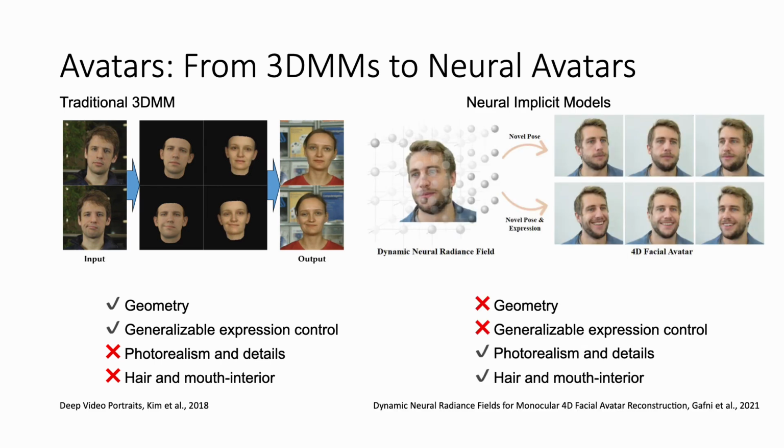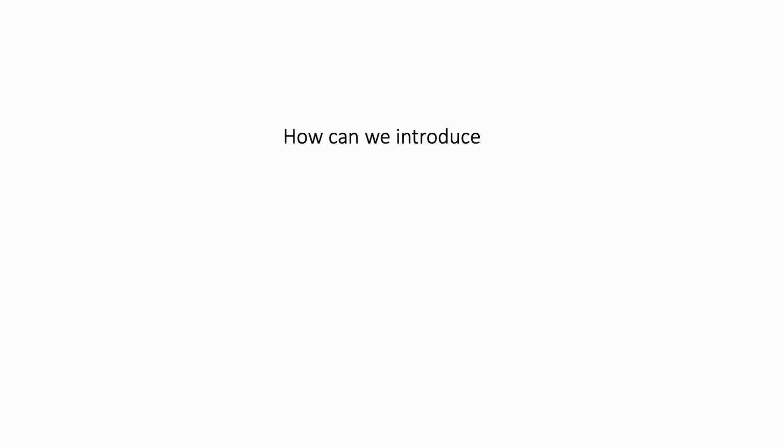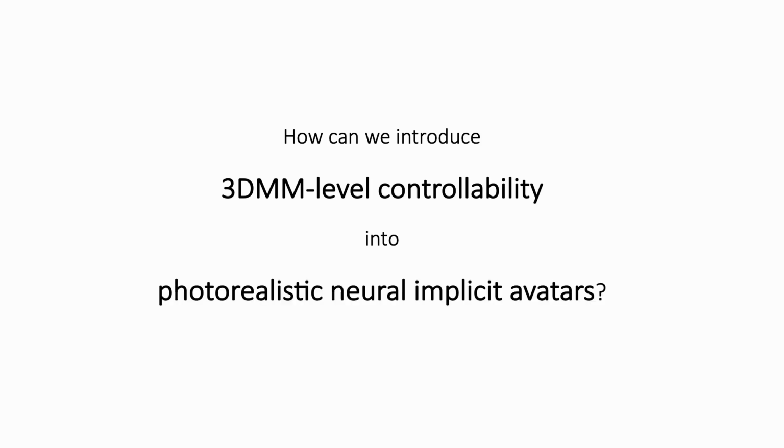Recently, neural implicit representations have emerged as a powerful tool to represent photorealistic facial avatars. However, they fail to generalize to novel poses unseen from the training distribution. Furthermore, modeling the deforming facial geometry is also difficult. So how can we introduce 3DMM level controllability into photorealistic neural implicit avatars?